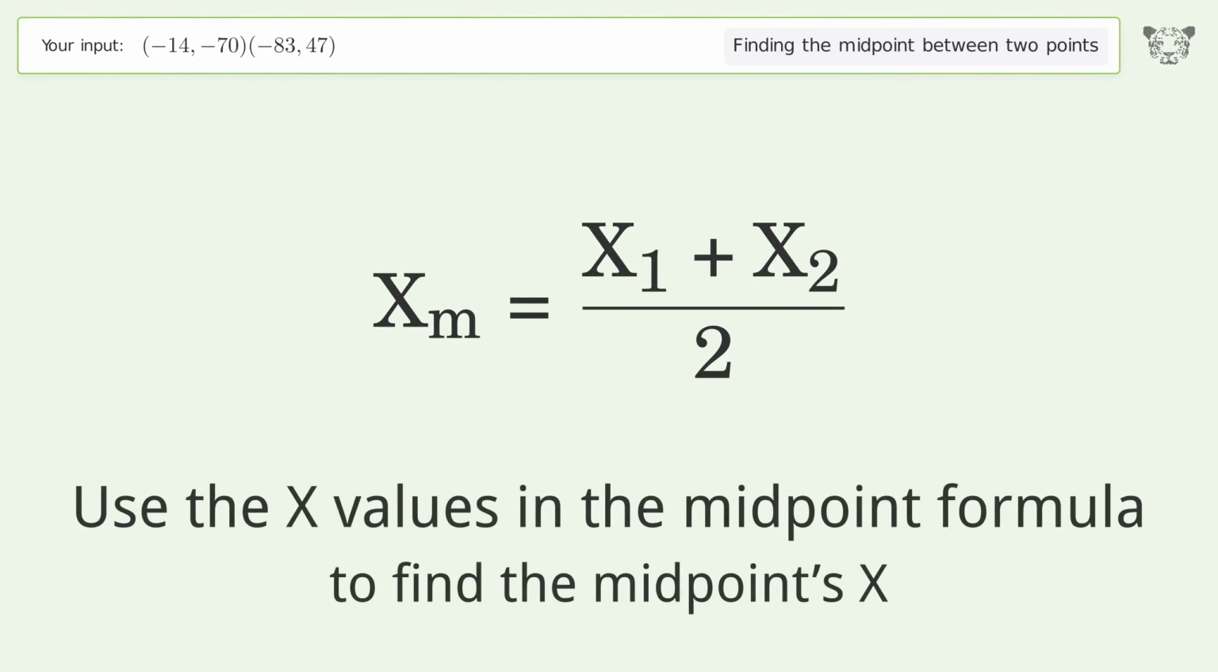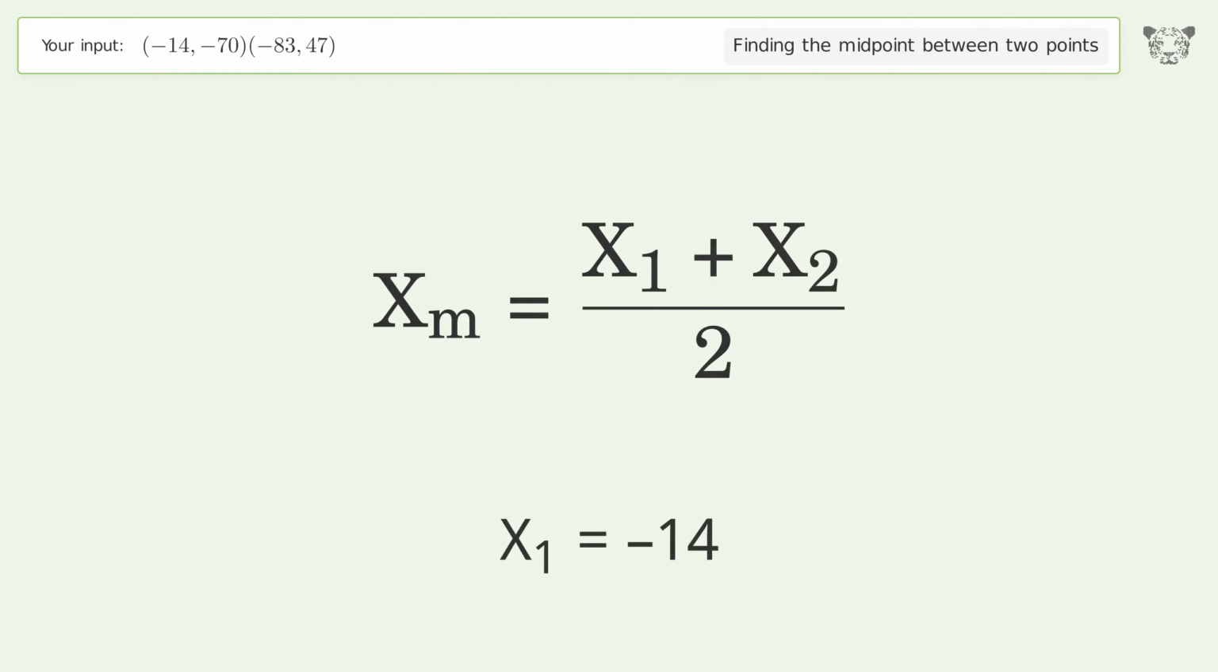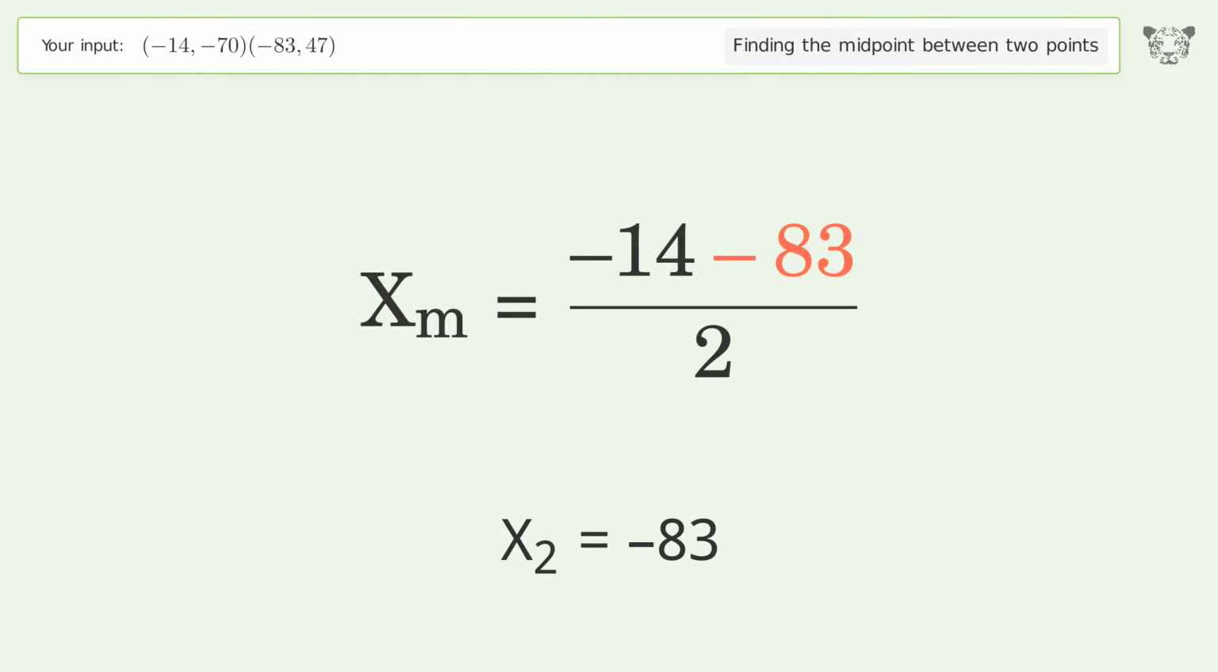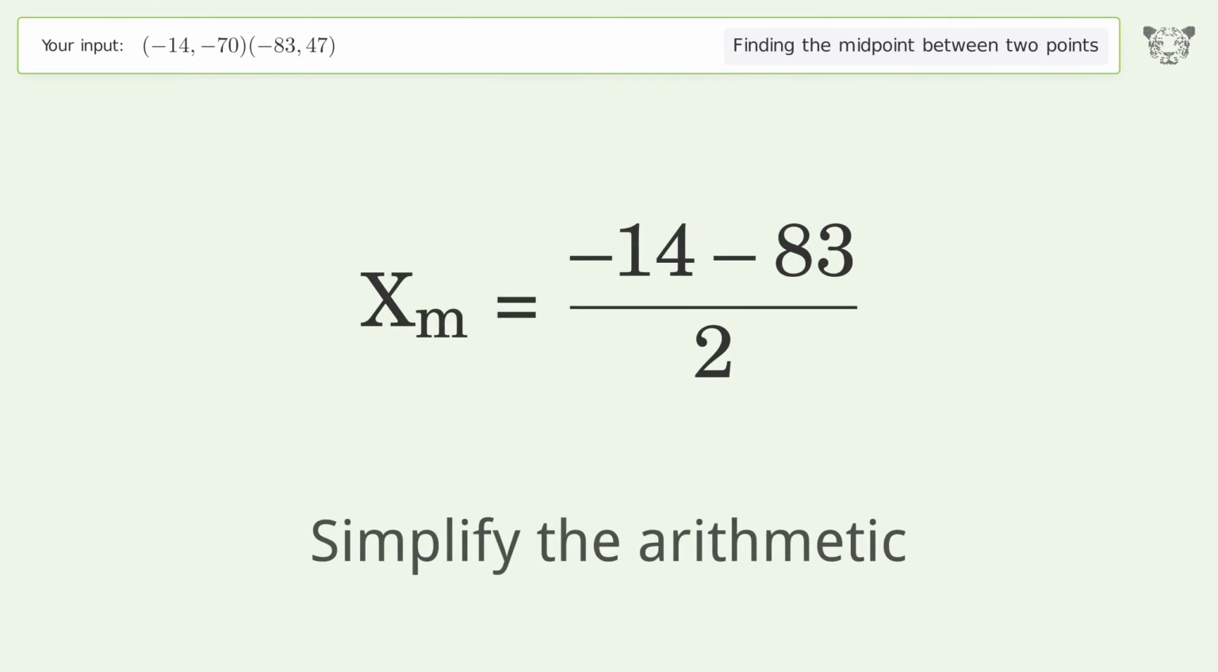Use the x values in the midpoint formula to find the midpoints x. x1 equals -14. x2 equals -83. Simplify the arithmetic.